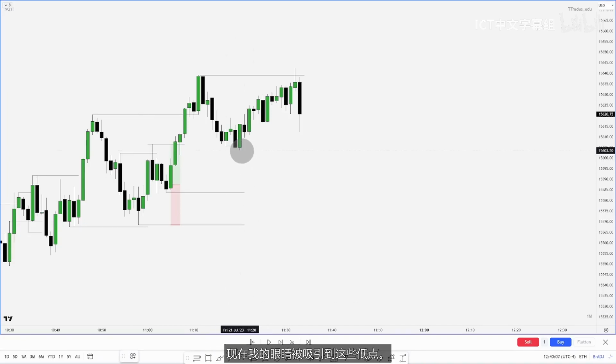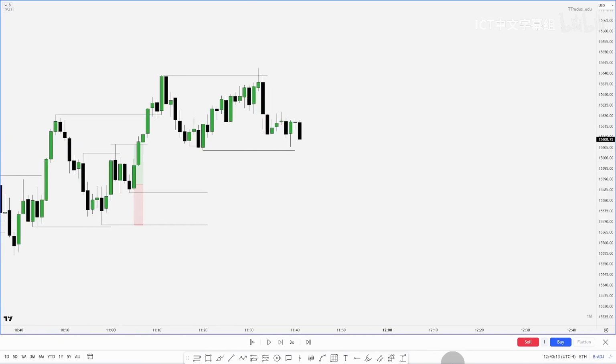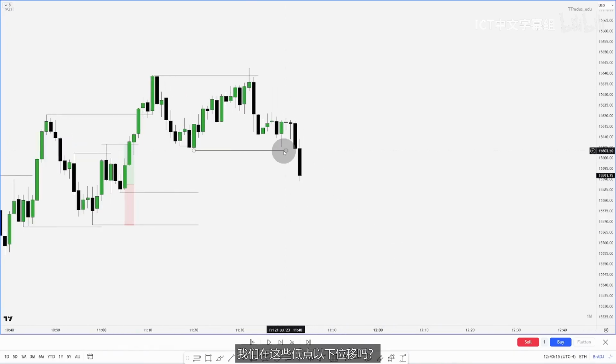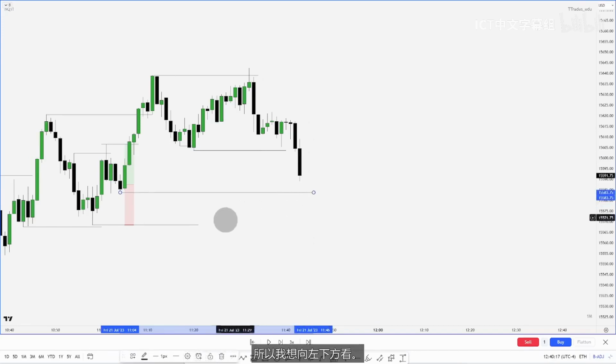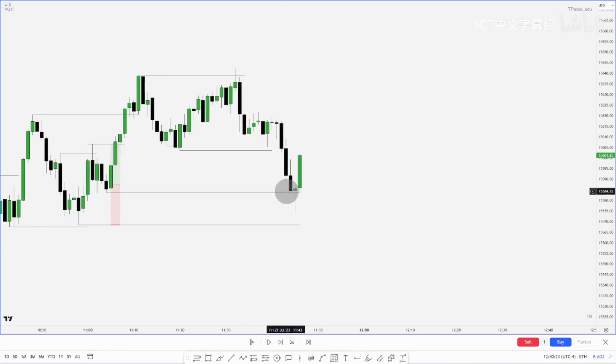Now my eyes are drawn towards these lows. Okay. Do we displace below these lows? Yes. So I want to look further left and down. Okay. Can't displace below this low. Met with aggressive displacement up. Where do I think we should go? These highs.